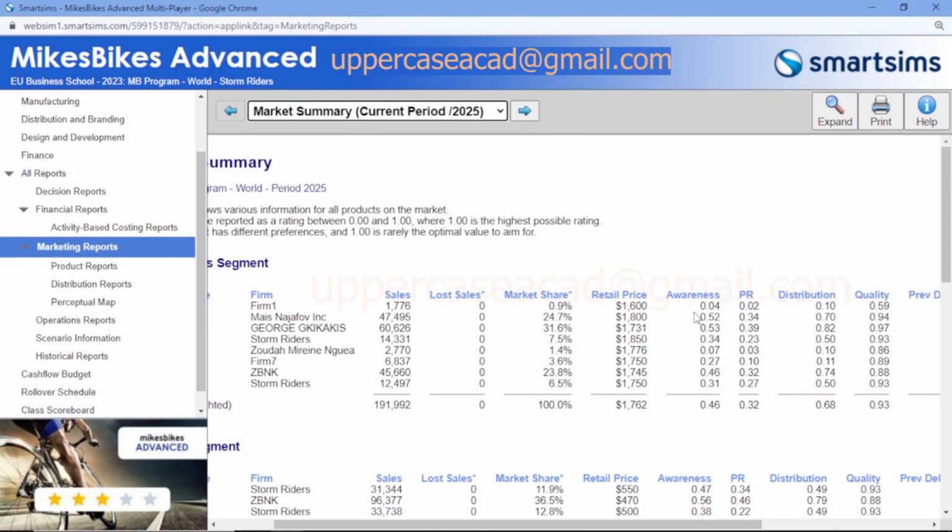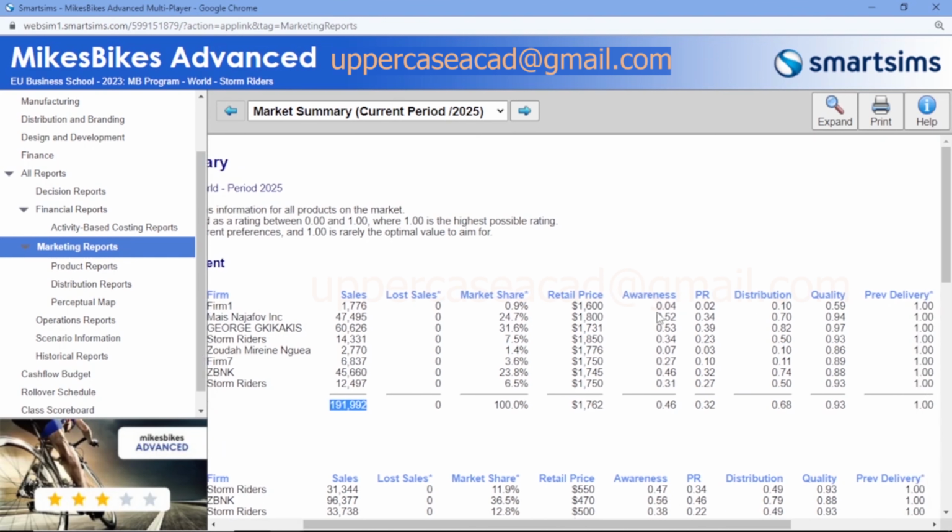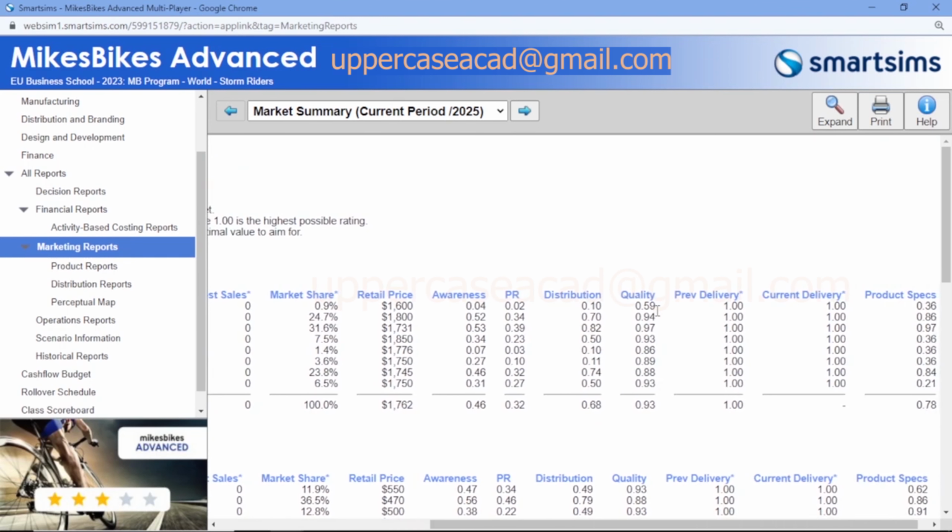This is the price that was set for the products. Then here we have the market share. So the market share is the units sold out of the demand, of all the total units sold. Your sales, if you take your sales and divide by all the total units sold, you'll get your market share. So for instance, if you take 60,000, if you take this one divided by this one, you'll get 31.6%. Then here we have the retail price, the awareness, the PR.